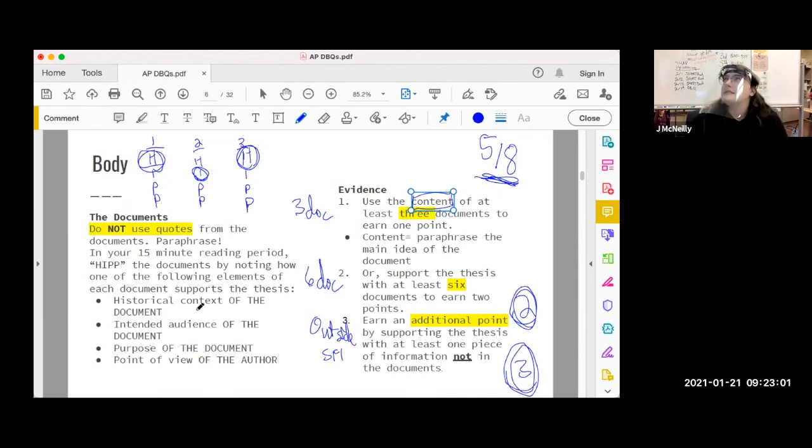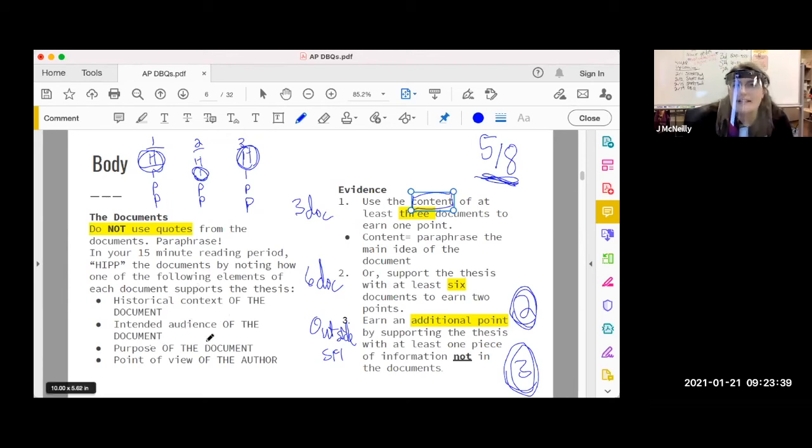Y'all, this happens. I don't want you to do it, but someone will. Every year, somebody will say that the intended audience of a document is like AP students doing the test. They're like, the intended audience for document A are the students who are taking the DBQ essay in 2021. Like, no, Christopher Columbus did not write that letter with you in mind. He wasn't thinking, oh, someday someone's going to have a test and I'm going to be on it. He is writing to his bosses, okay, the king and the queen of Spain. That's the intended audience of the document. You are never going to be the intended audience, okay?